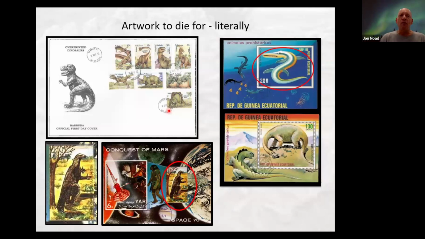And then I just put in a few more very ugly dinosaurs. I apologize for the images on the screen, but this is the worst plesiosaur I've ever seen, top right. Kind of a snake with little flippers on it. This one here looks like a kind of hand puppet over on the top left there. We've mentioned this one already from Yemen, the Conquest of Mars, which apparently involved this iguanodon thumbing a ride. And then this one here is also from Equatorial Guinea, from the same set as the sad plesiosaur.